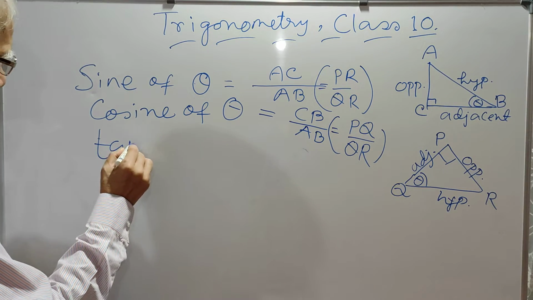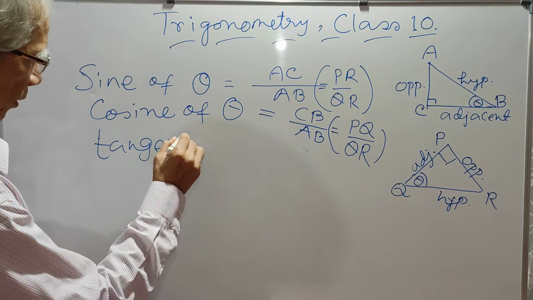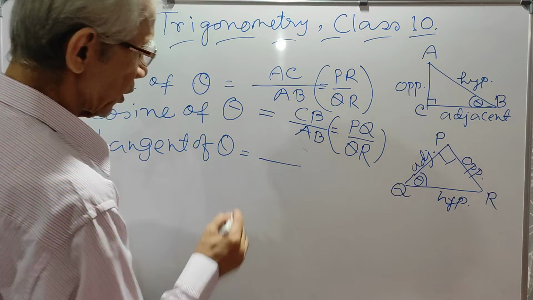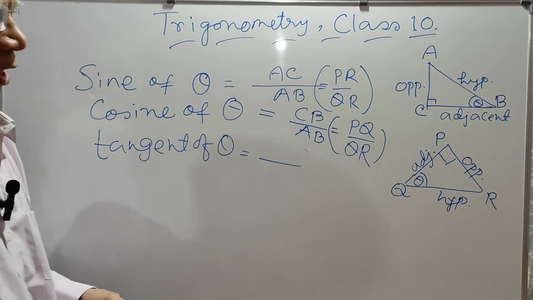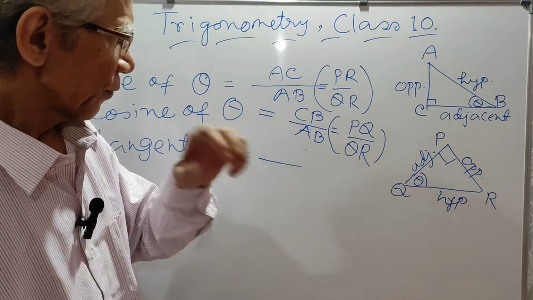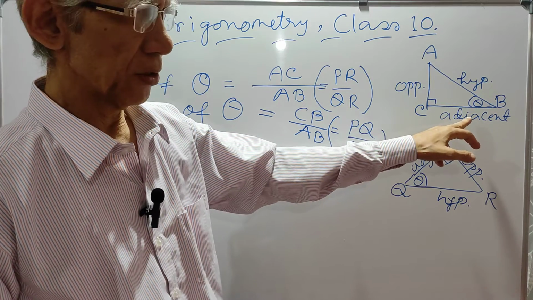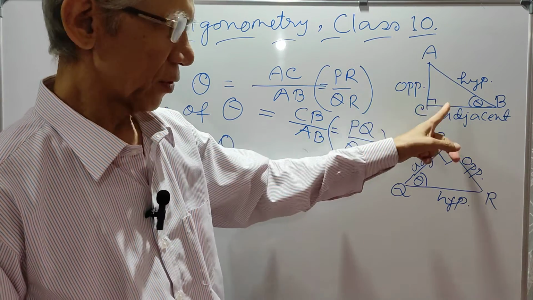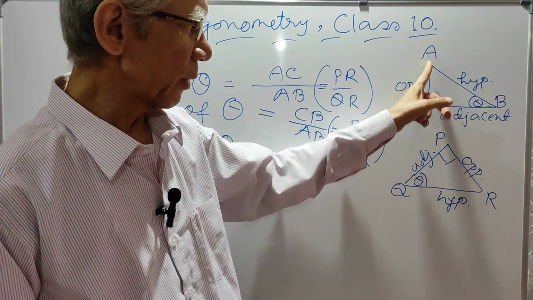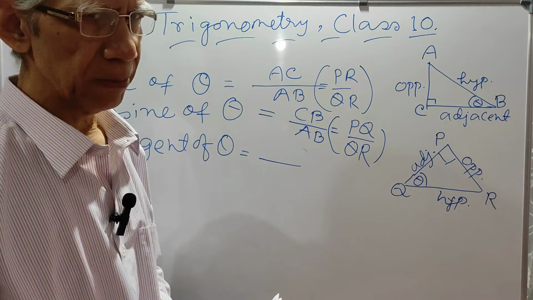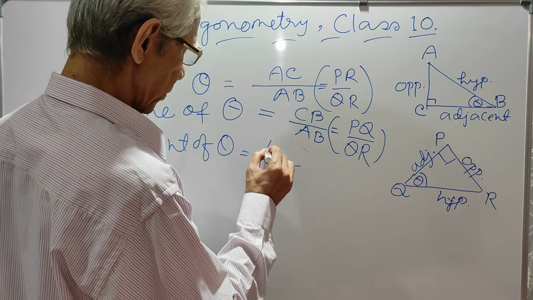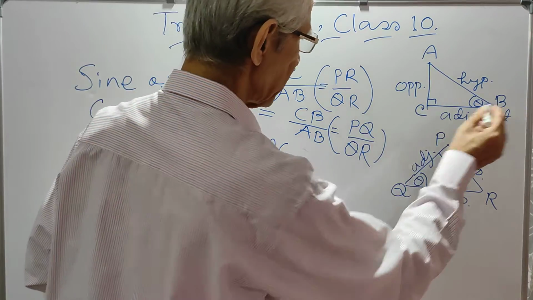Now, tangent of the angle theta. So this is equal to what? Let us see which ratio. Now tangent is opposite by adjacent. In this triangle, you can call it perpendicular by base. No problem. But it is opposite by adjacent. So AC by BC.